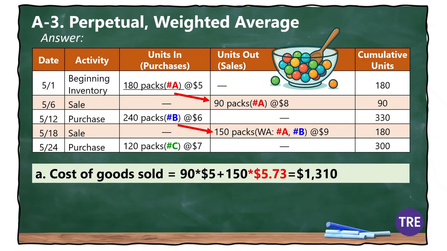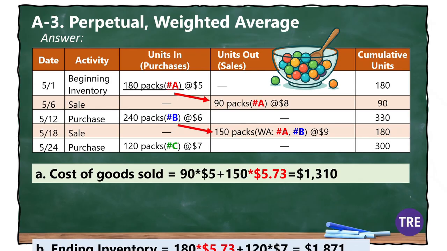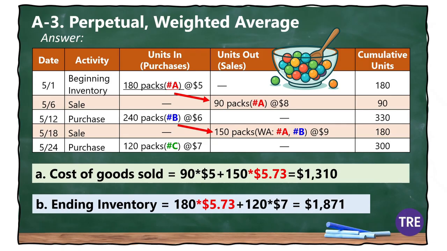The next sale on May 18 uses this new average cost, 150 units sold at $5.73 each, giving a cost of goods sold of $1,310. What remains, 180 units at $5.73 and 120 units at $7, forms the ending inventory, totaling $1,871. Notice how weighted average smooths out price changes, producing results that fall between FIFO and LIFO.